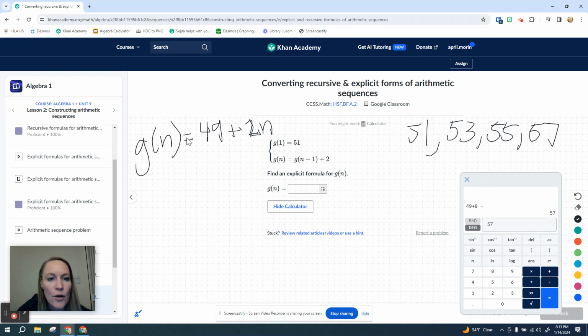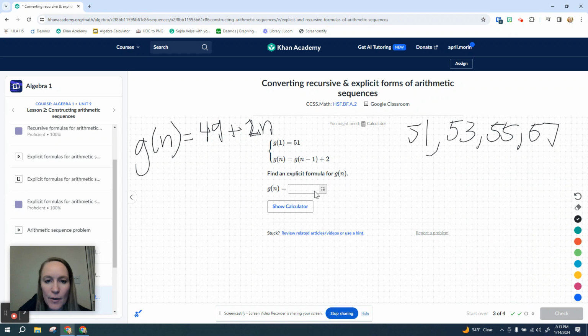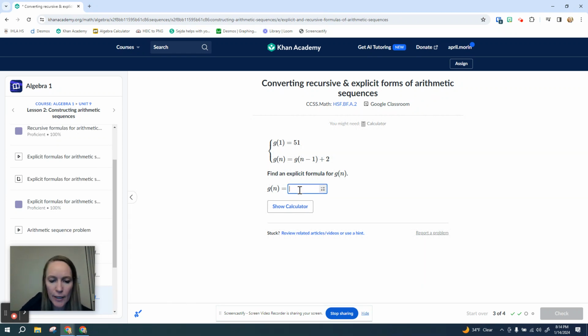Okay, so I like this formula, 49 plus 2n. That's how I like to do it. There's another way to do it. You do it however you like to do it. That's just how I like to do it. All right.